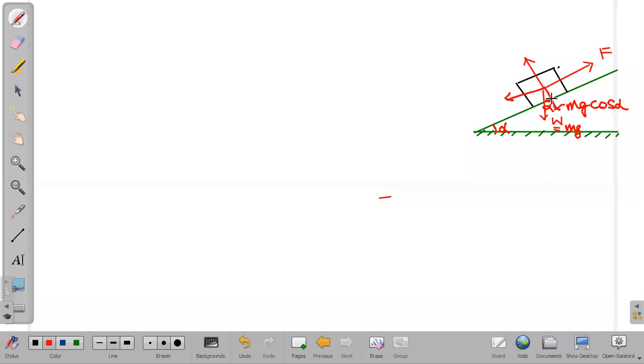This is the horizontal component, and this is the vertical component of this angle. Now this becomes mg sine alpha, right? Only this weight I have resolved into two components. This is our normal reaction force.